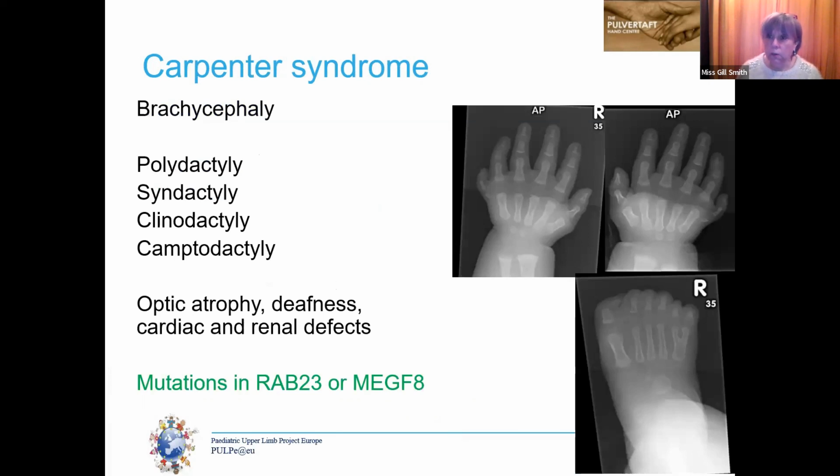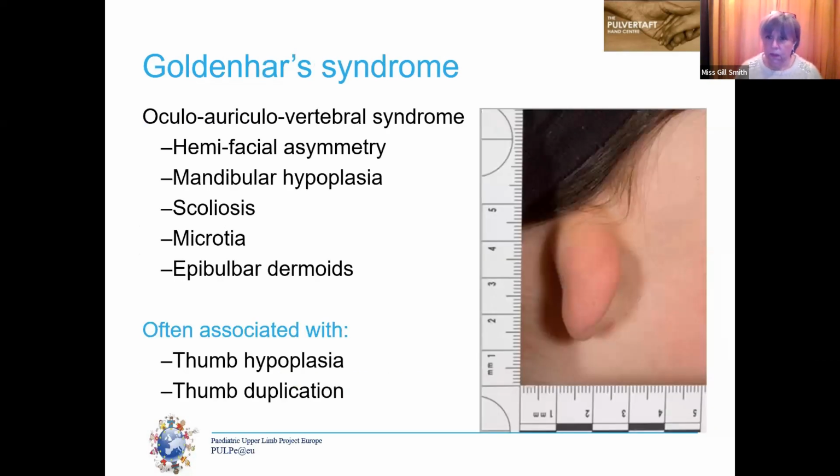Carpenters, which is the only autosomal recessive, all the rest are autosomal dominant. They have brachycephaly and they can have extra digits, syndactyly, or bent digits. They get optic atrophy, and they have cardiac and renal defects. But I think with all of these it's much more likely that you're going to be able to spot there's something different about them because of their craniosynostosis.